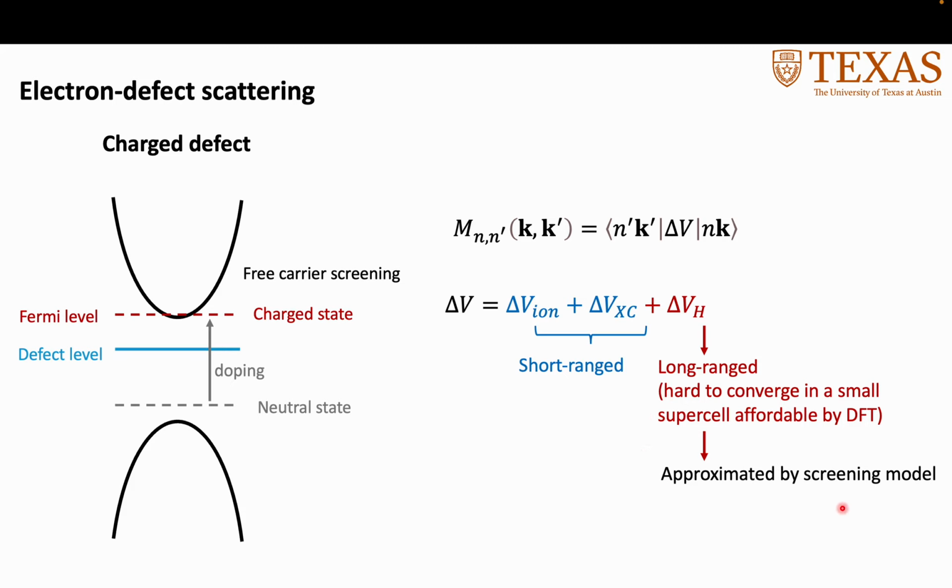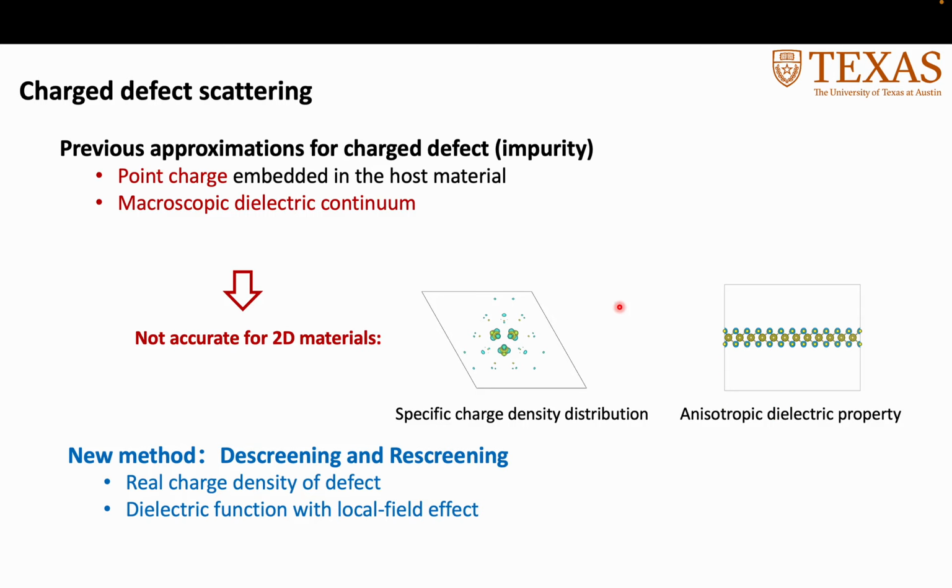Previous models have some approximations, such as the point charge approximation, which means we consider the defect charge density as a point charge embedded in the host material. Also, we can use the macroscopic dielectric continuum to consider the dielectric property. But actually, these approximations are not accurate for 2D materials.